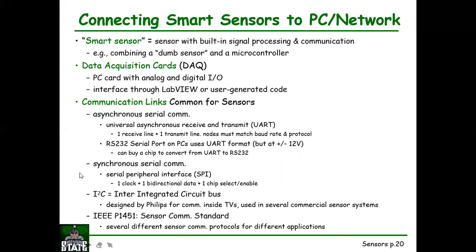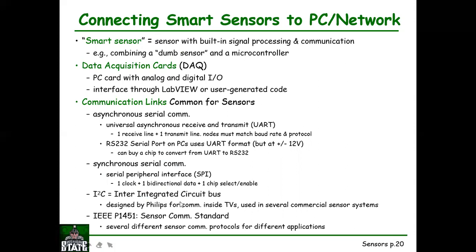So these are some ports or buses, you can say, that we use for the communication link. First one is asynchronous serial. For asynchronous serial we use UART. It will have one receive line, one transmit line, some baud rate, and the protocol. Synchronous serial means it will have some clock values. So what will it have? It will have one clock, one bidirectional data line, and one chip select or enable.